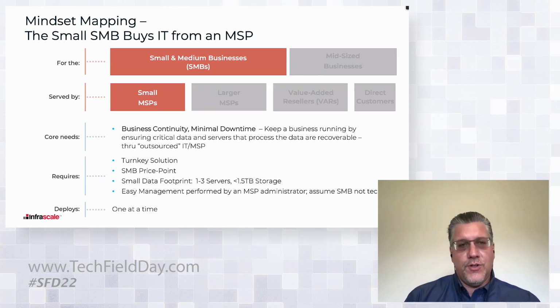These are not customers, these SMBs are not people that understand the definition of DR. They're talked about in terms of business continuity and talking about downtime, but they are not technically savvy people, right? In general, these SMBs are buying IT from the MSP. So they need something turnkey. They need something with a decent price point. And to the question that was just asked, this is 1 to 3 servers, less than 1.5 terabytes of storage. Like it's very, very small, right?